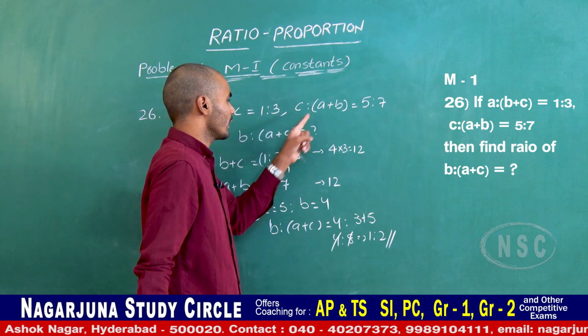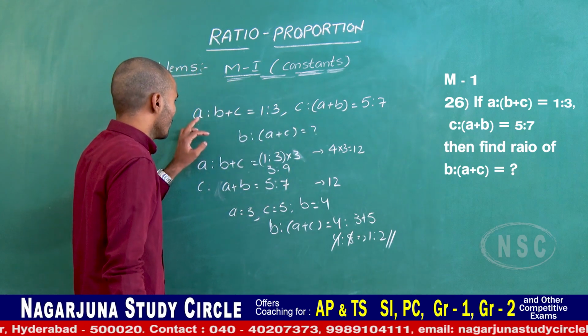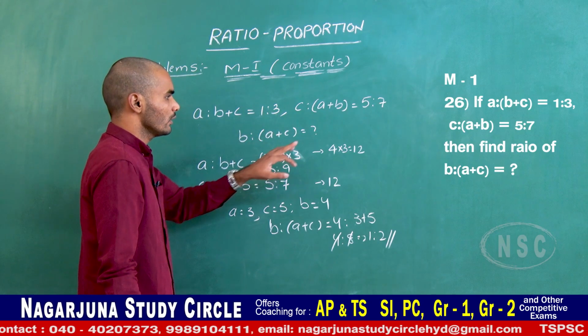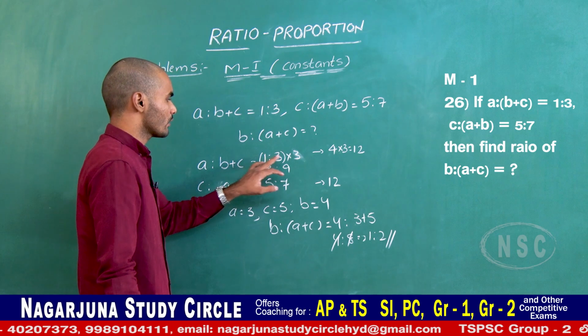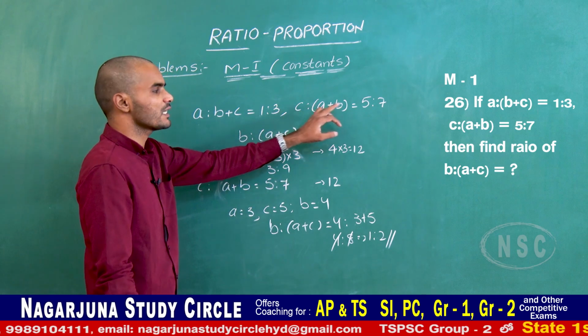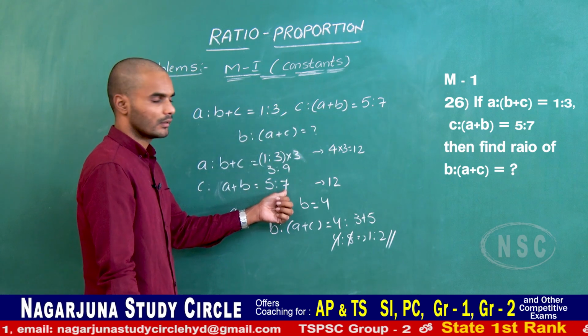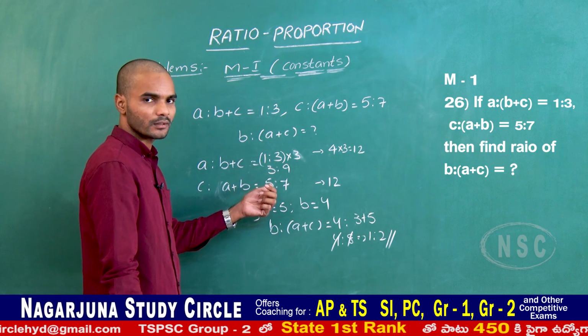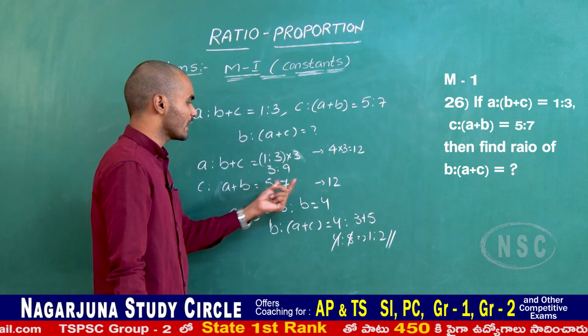These three are the same. Just observe this. A is to B plus C means 1 is to 3. This is given in the question. And C is to A plus B is equal to 5 is to 7. These are the same ABC, ABC. But this ratio is different. This sum is 4, this sum is 12.